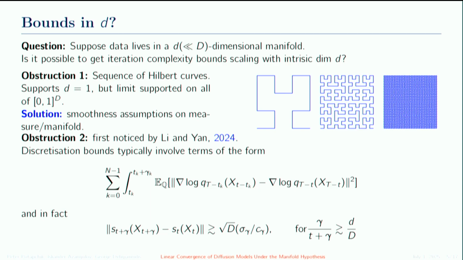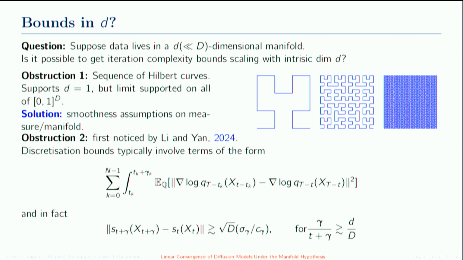The second obstruction was first noticed by Li and Yan, and I need to explain a little bit about how these convergence bounds are derived. So essentially, when you're studying the discretization error, at some point you pick up these terms like this. So this is essentially the difference of the score at two different neighboring times, if you like, evaluated at noisy samples at the corresponding times. Okay? Now it turns out that, in fact, these terms scale like the square root of the ambient dimension.